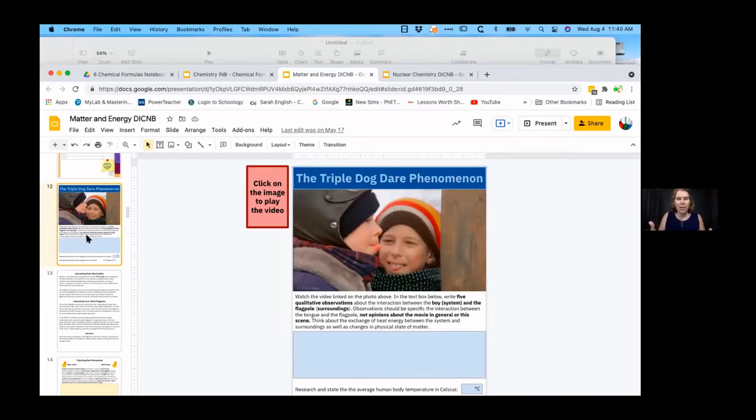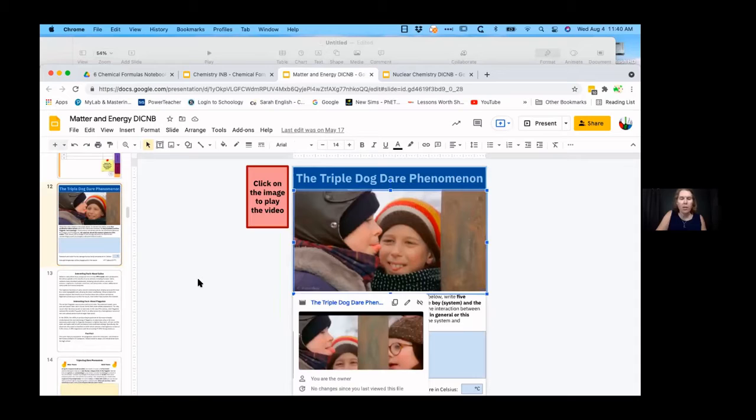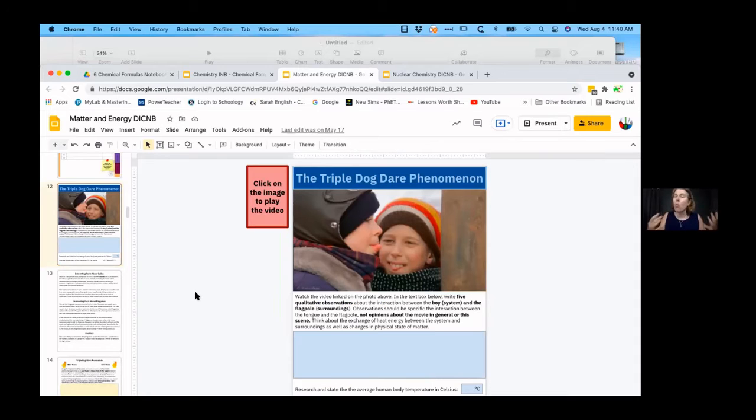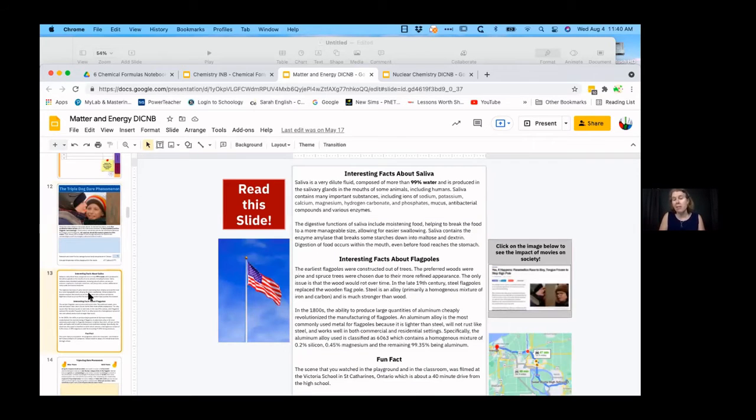For my kids who were in class, I showed them the video clip. For my kids who were at home, they can click on this image and it should come up with a link where they could go and watch the video clip of the kid sticking. And we're asking questions like, why can't the kid who's so much warmer than the pole get his tongue off? Then they would do a little bit of reading and learn about saliva and flag folds. Fun fact, where that shot was done was near us. It was in St. Catharines, Ontario.